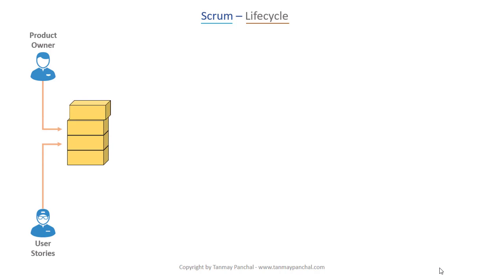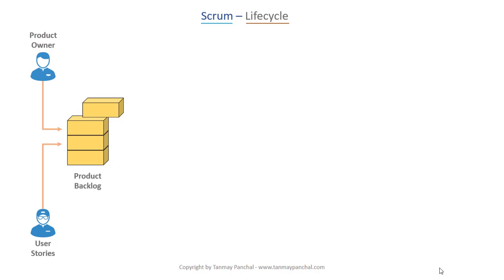Let's understand the Scrum Lifecycle. This is the graphical representation of an Agile project using Scrum. Starting at the left, you can see that the product owner owns the product backlog and, in collaboration with the team, develops the user stories or requirements for the project.